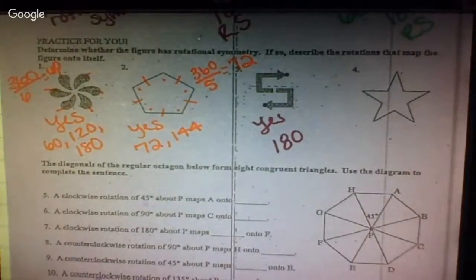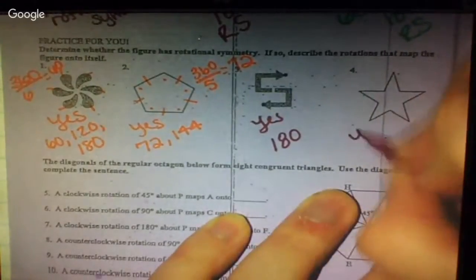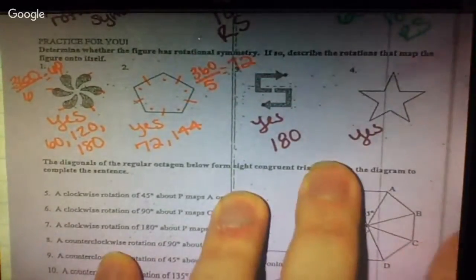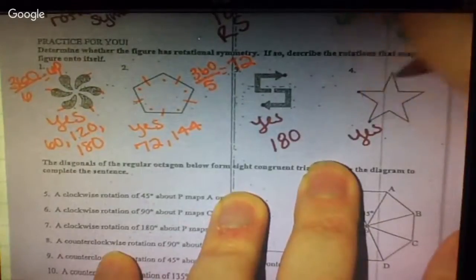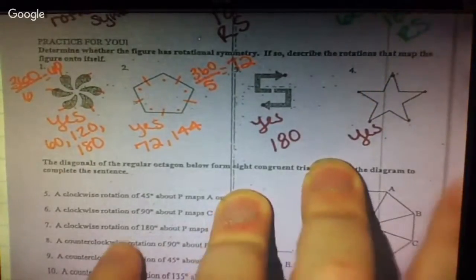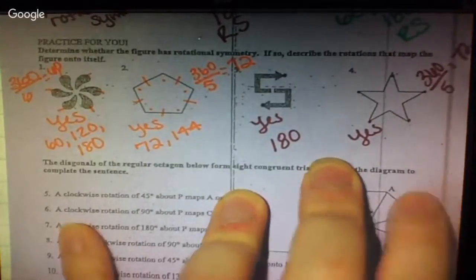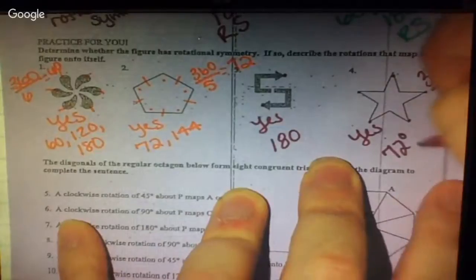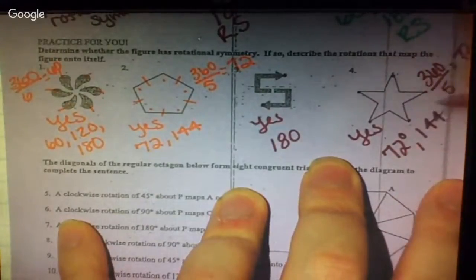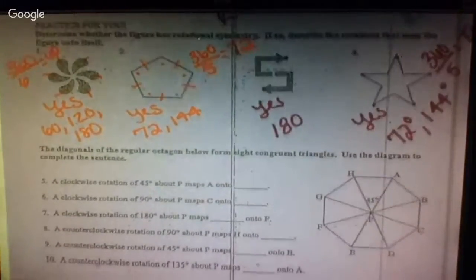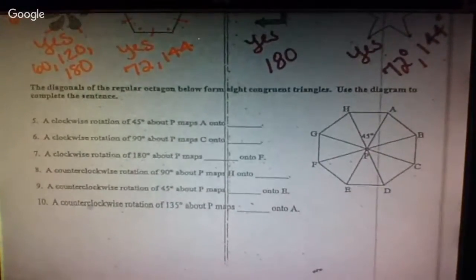Yes. It's a star. And it's the same thing as this pentagon because it's got 5 points. 1, 2, 3, 4, or I'm sorry, 5 points. So, my bad. 360 divided by 5 gives us 72. So, again, we've got 72 degrees or 144. Okay. Last bit.